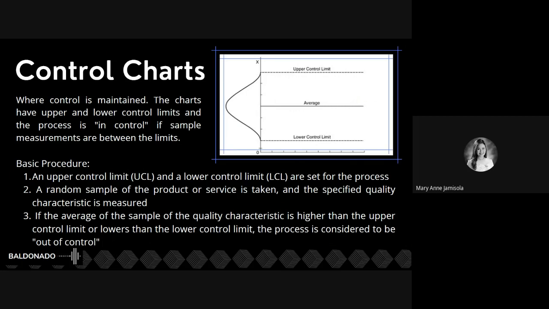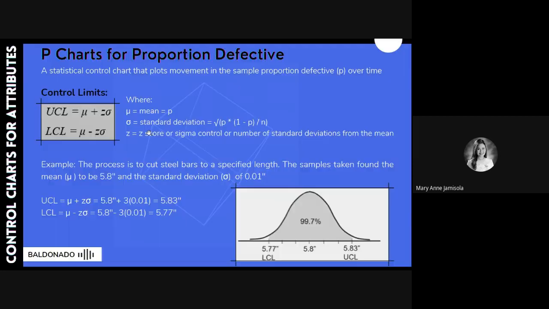So again, we have attributes and variables, right? For attributes, we can either say that it is acceptable or not acceptable, while a variable is measured on a continuous scale. Now, the control charts for attributes and for variables are different. So let's first look at the control charts for attributes. For attributes, we have two charts. First is the P chart and second is the C chart.